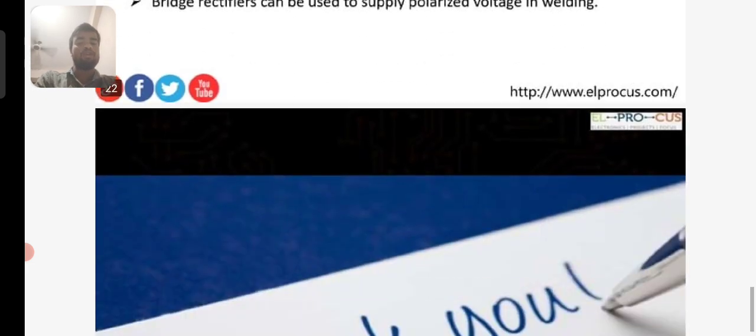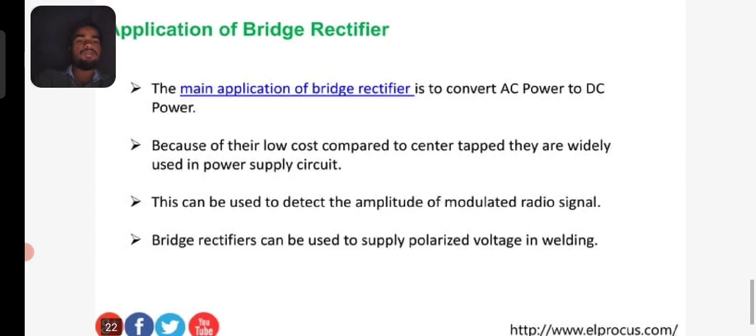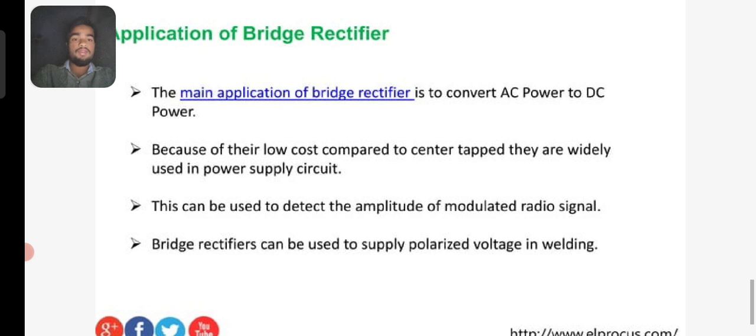Applications of a bridge rectifier. The main application of a bridge rectifier is to convert AC to DC power. Because of their low cost compared to center tapped rectifiers, they are widely used in power supply circuits. This can be used to detect the amplitude of modulated radio signals. A bridge rectifier can be used to supply polarized voltage in welding.